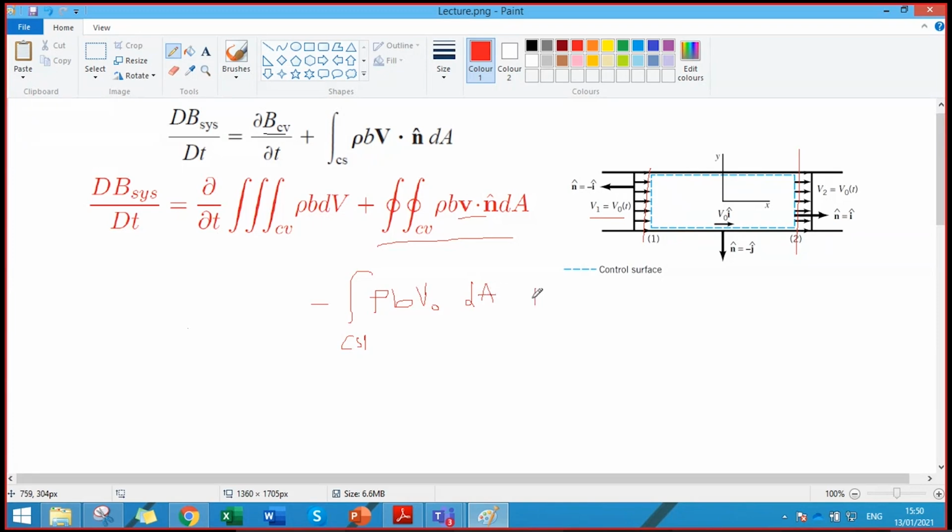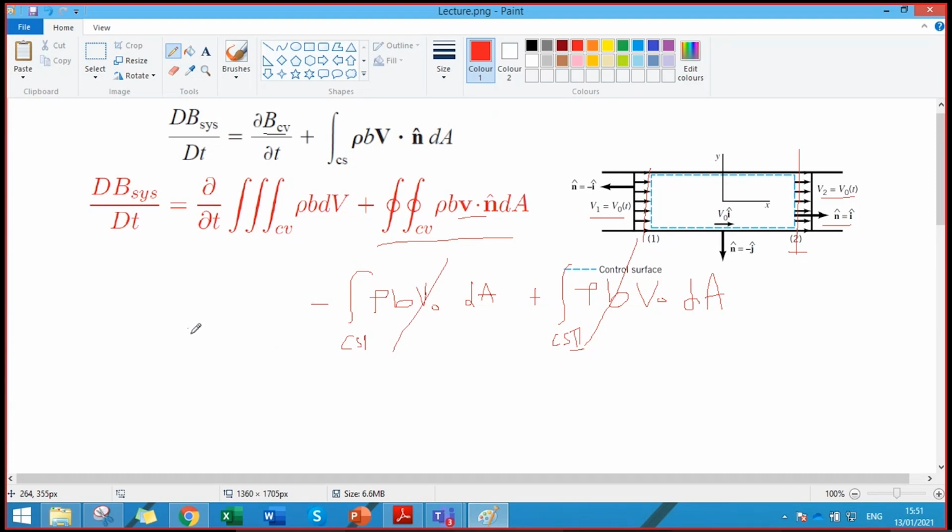And if I write about the second term at control surface 2, this is control surface 2. What is happening here? Here V is in the i direction, right? And the area vector and i are parallel. So V dot n is positive, right? So it is outflow. So the second term is rho b V naught dA. So what will happen? These two terms will cancel out, right?